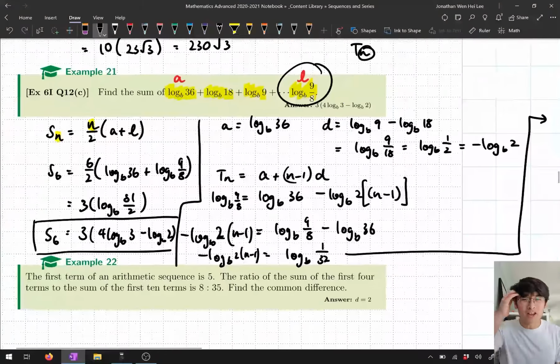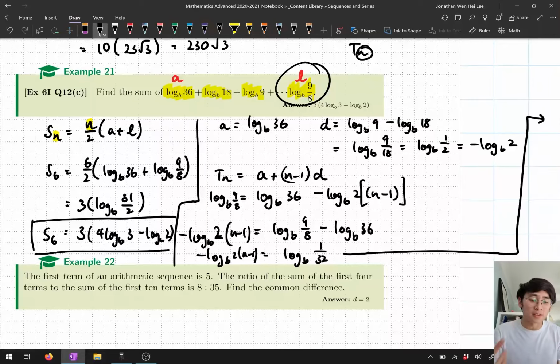So for this one, what we actually had to do was use the skills from looking at arithmetic progressions and find what term this last particular term was, because in both of our formulas, we need to know how many terms are in our sequence. Okay, let's have a look at the next example.